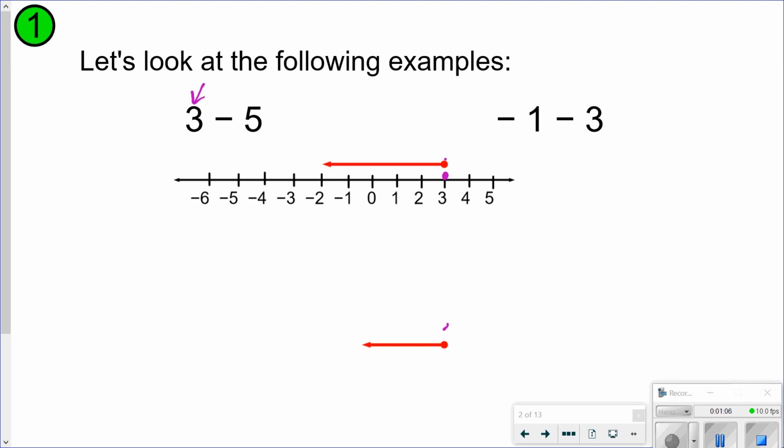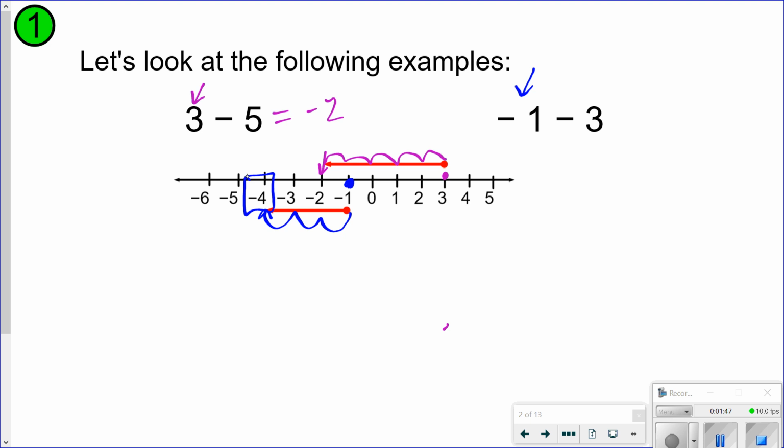And if you notice, if we do 5 swoops this way, 3 minus 5 would land us right here on this negative 2. So 3 minus 5 is a negative 2. For our next example, it has us starting on a negative 1. So if I start right there on that negative 1, and I'm subtracting 3, I'm going 3 in the negative direction. That would put me right at negative 4. So starting at negative 1, subtracting 3, it lands us right at negative 4.